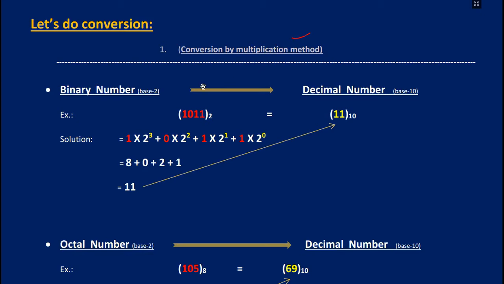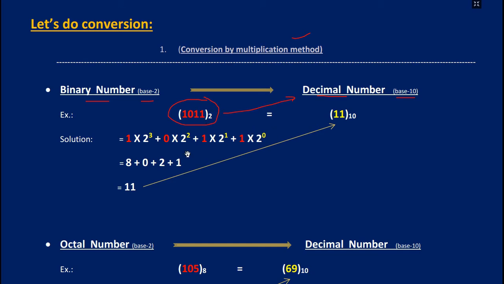Firstly we have to convert binary numbers, which have base 2, into decimal numbers, which have base 10. If we take an example of a binary number, 1011, and the base here is 2, we have to convert this into the decimal number system. So how do we apply the multiplication method here?